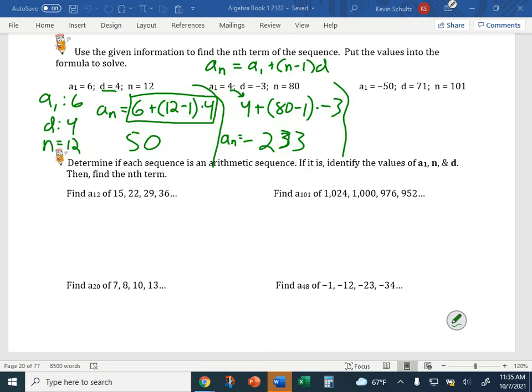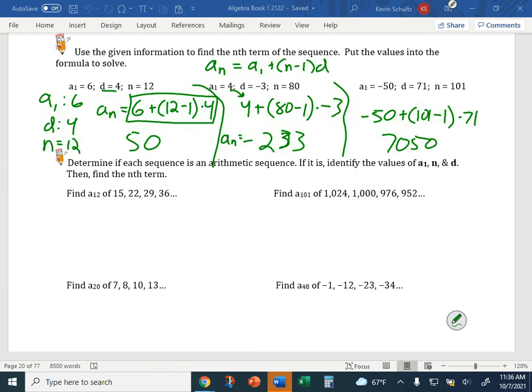Oh. Okay. The formula: negative 50, our first term, plus, we want the 101st term, so we subtract 1 from that because we already have the first one, so it's 100 more times 71. That's what your formula should look like. What do you get? Noah?